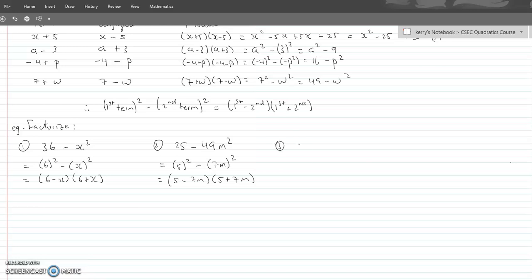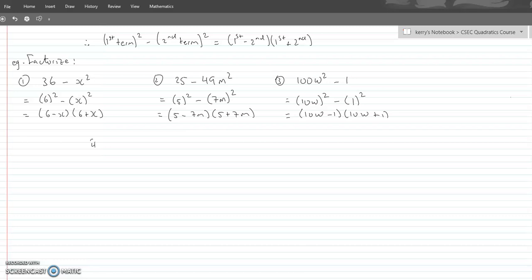Number 3. Now this one is one that has always kept some people. Let's go with 100w squared minus 1. Now 100w squared looks good, right? We know the square root of 100w squared is 10w all squared. 10w by 10w is 100w squared. Now 1, always remember that 1 is the same as 1 squared. This is again in this form here: some first term squared minus some second term being squared. So we could break this up into 10w minus 1 into 10w plus 1. Right, that's how easy this is. It doesn't really have to be hard.